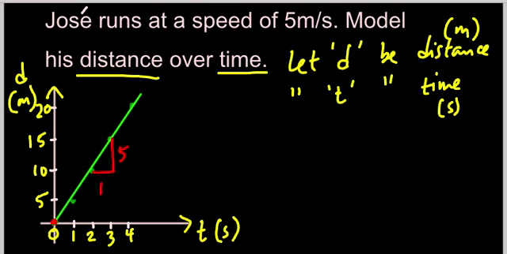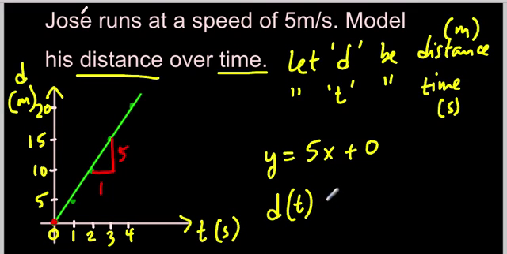Normally, if we didn't have distance and time, we would model this as y equals 5x plus 0, since 5 is the slope and 0 is our y-intercept. But since we're modeling this function, we express it differently. We say our distance at t, d of t, is equal to 5 times t plus 0, because t is our x-axis and d is our y-axis. We say d of t, meaning that if we wanted to figure out the distance at a particular time, we'd write it this way.